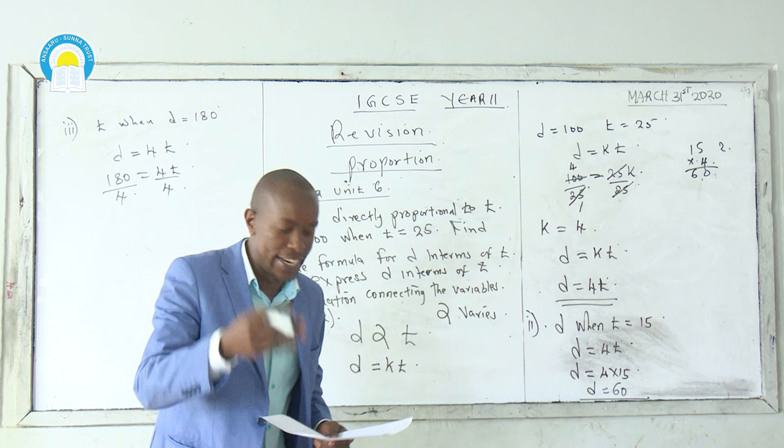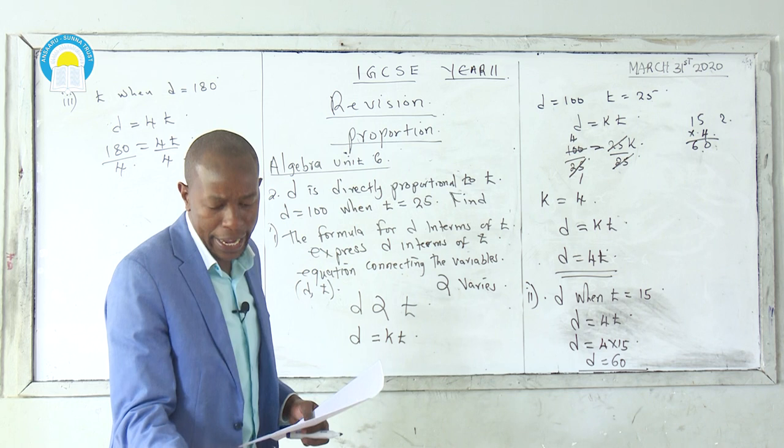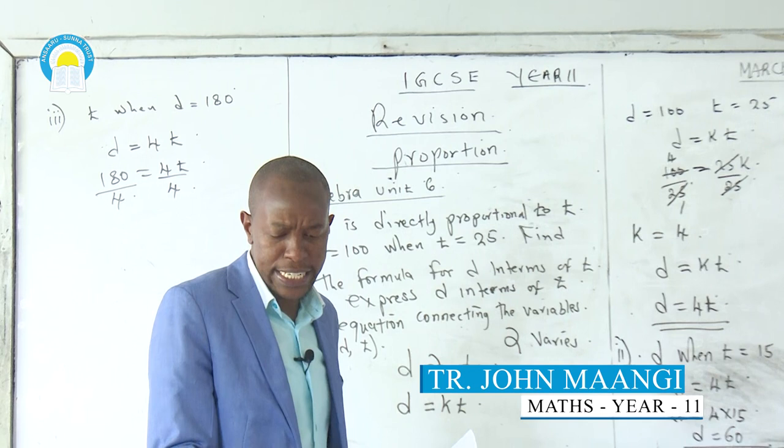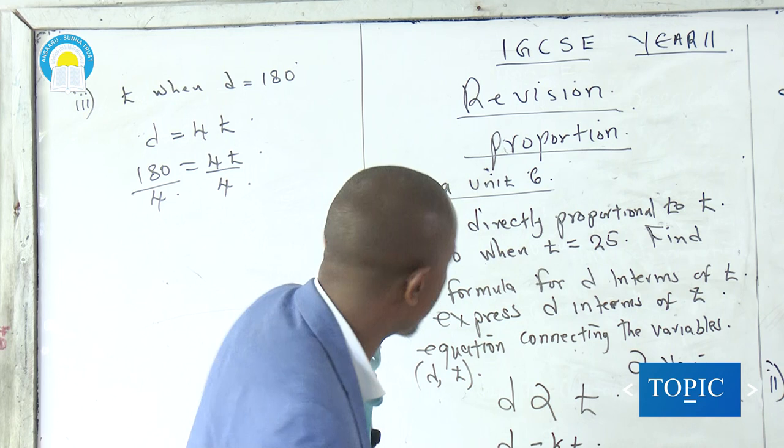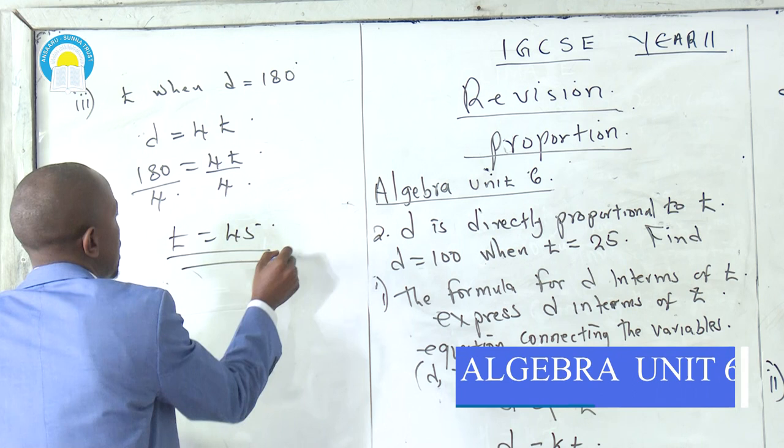Now, 180 when you divide it by 4, it is going to give us 45. So T is equal to 45. T is 45.